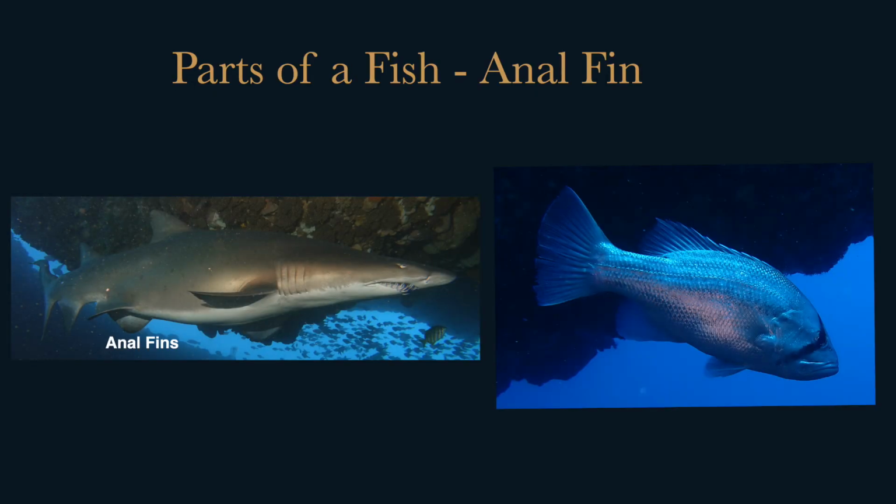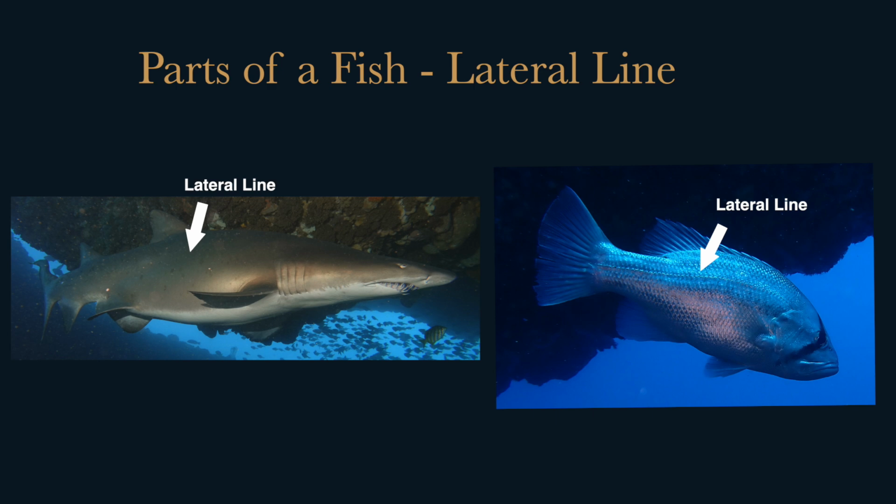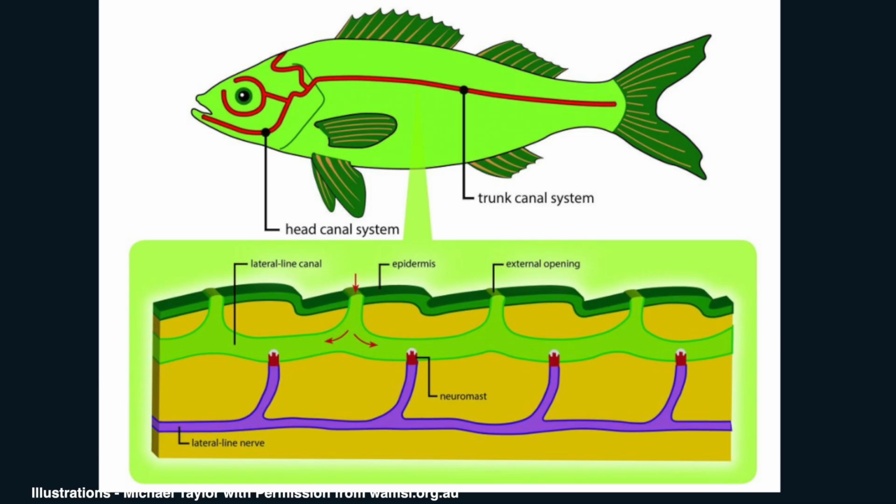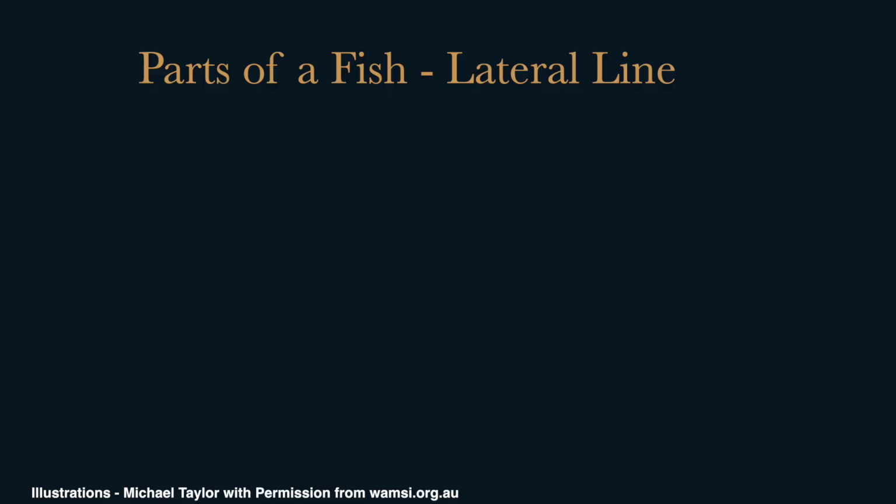Not all fish have anal fins, but in some, like sharks, they act like another pair of pectoral fins, creating lift and supporting it when swimming. The lateral line is a line of small holes linked to nerve cells that allow fish to feel the movement of the water and the pressure waves and vibrations of fish around them.